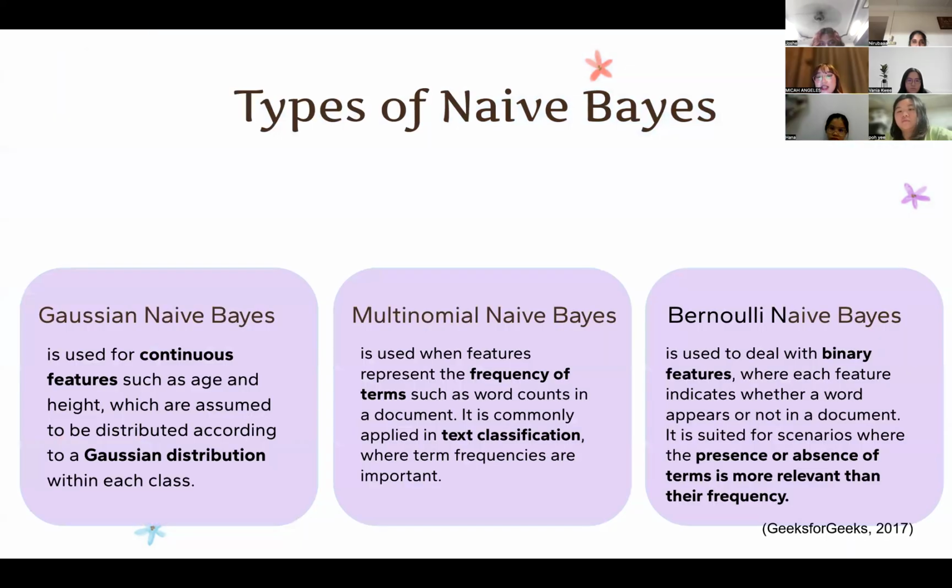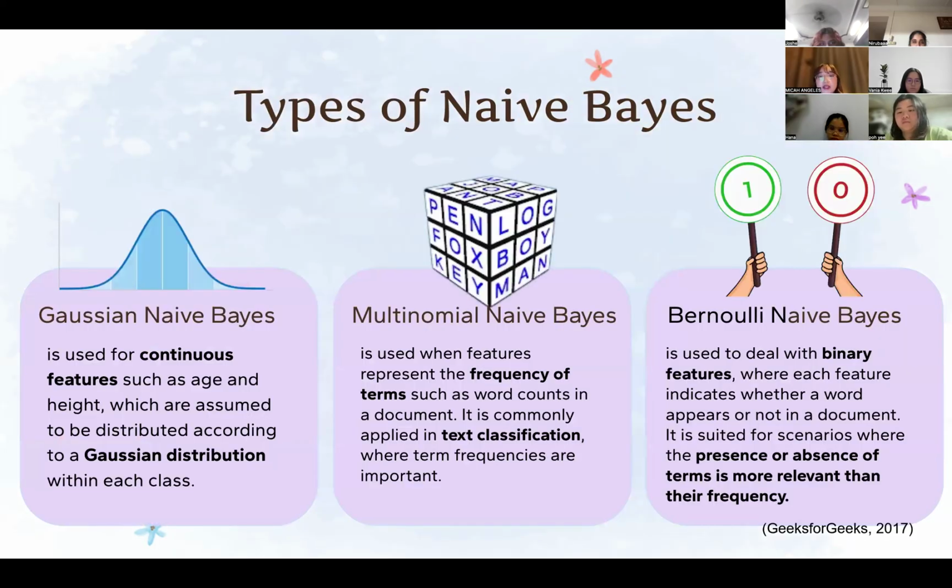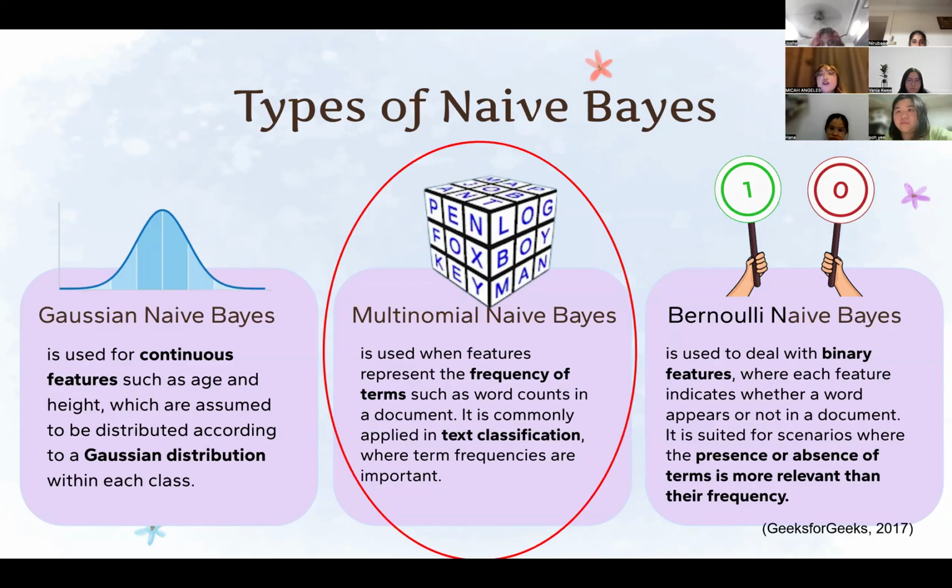There are different types of naive Bayes, but for this project, we specifically use multinomial naive Bayes. This version is designed for text classification because it works with word frequency, which is exactly what we have in our TF-IDF reviews.